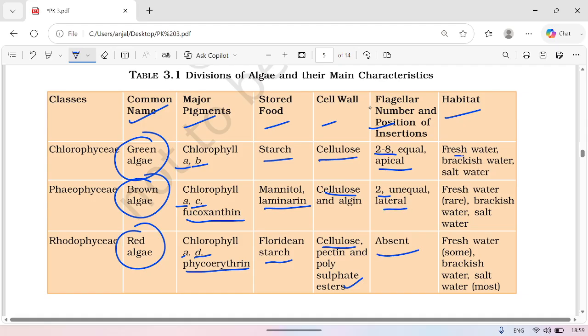Then the habitat: freshwater, brackish water and salt water. Brackish water is saltier than freshwater but less salty than salt sea water. For Phaeophyceae, freshwater is rare, then brackish water and salt water. For Rhodophyceae, freshwater in some, brackish water, and salt water the most. So these are the classifications.